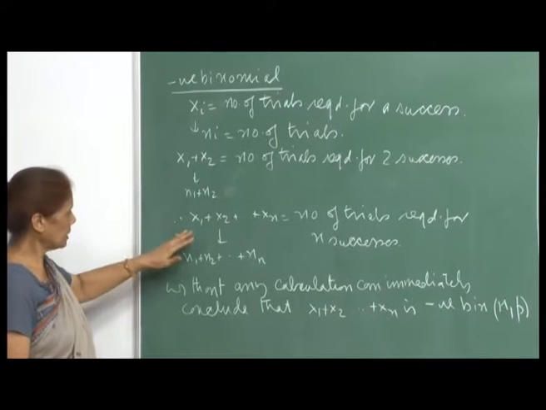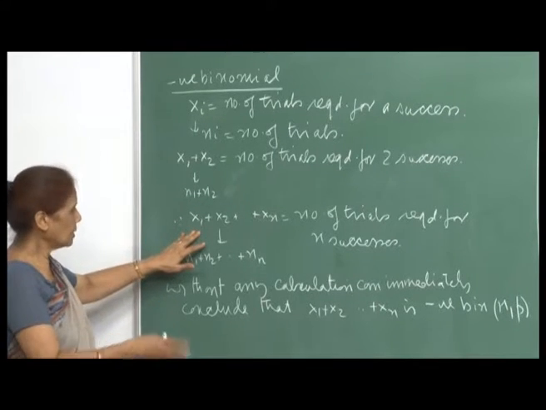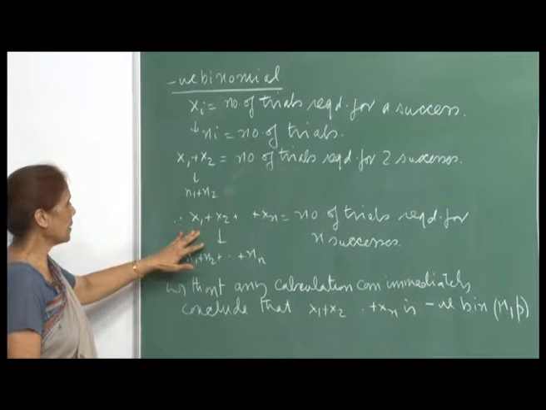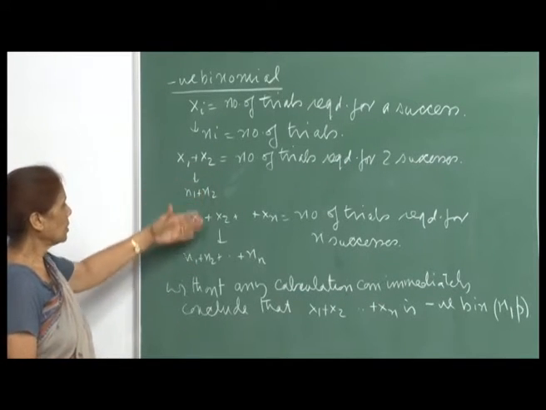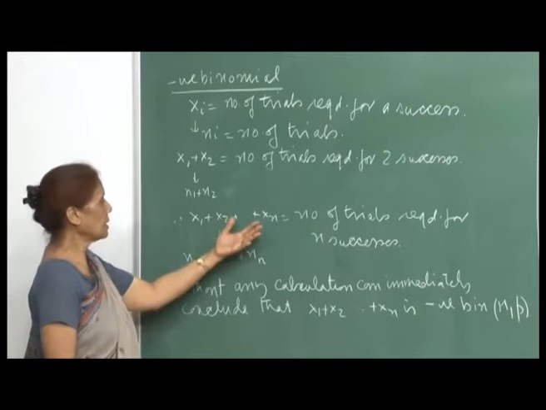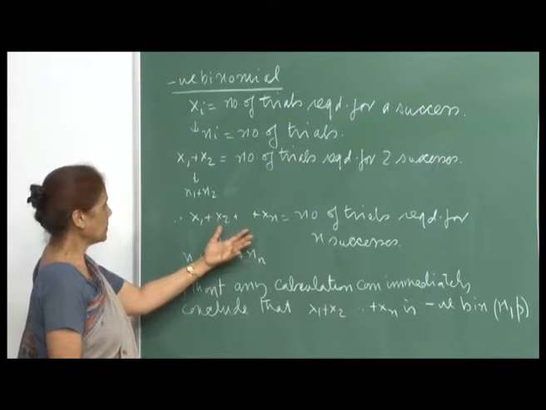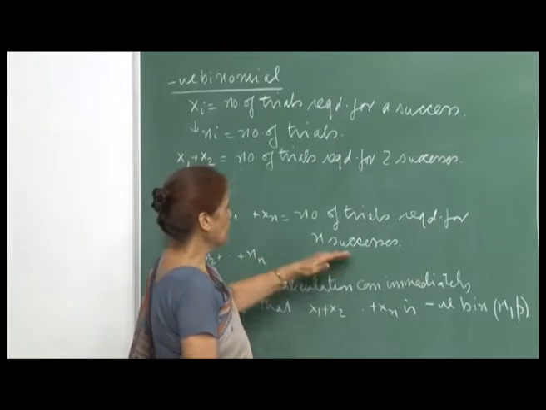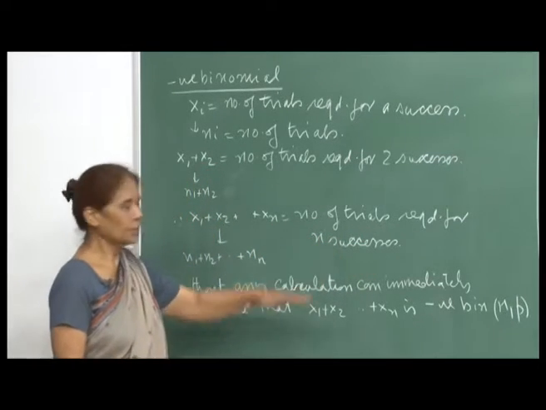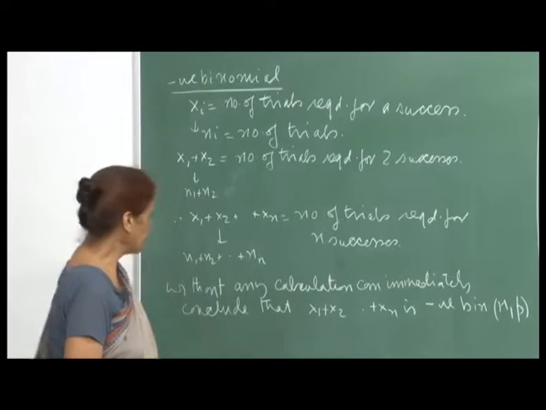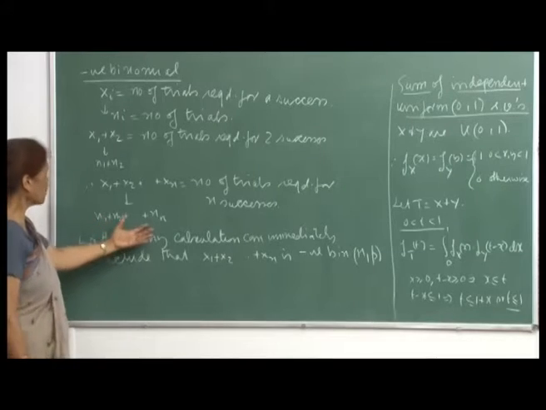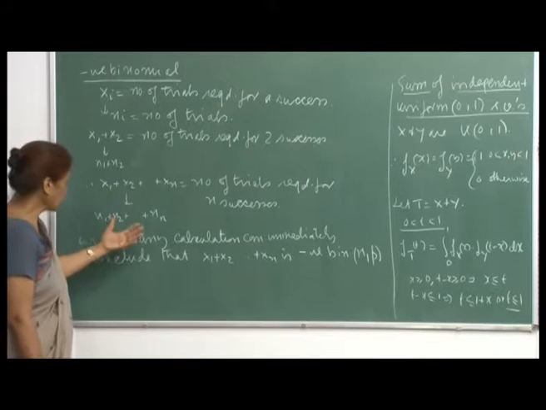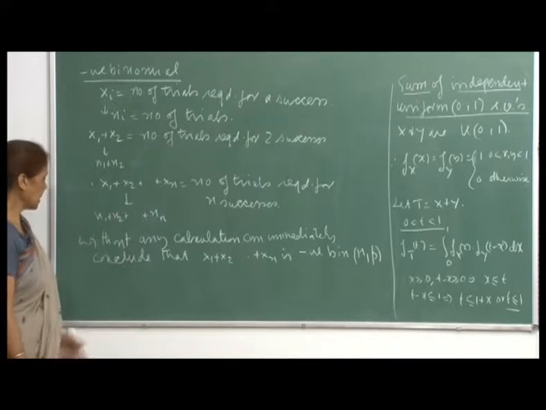Then finally, when you go on doing this procedure iteratively, adding on or convolving these random variables, x1 plus x2 plus up to xn will give you the number of trials required for n successes. Therefore, this was negative binomial n, p, and the total number of trials required would be n1 plus n2 plus up to nn.